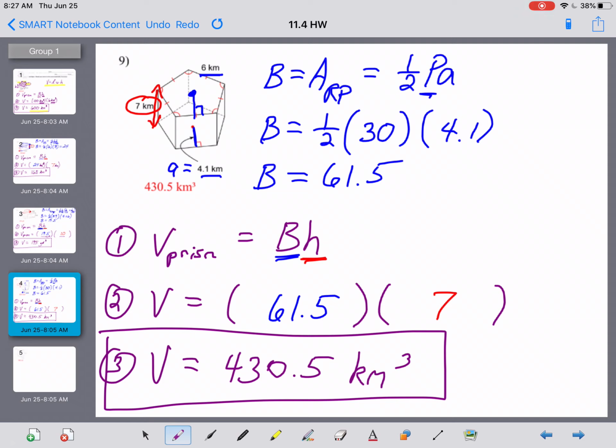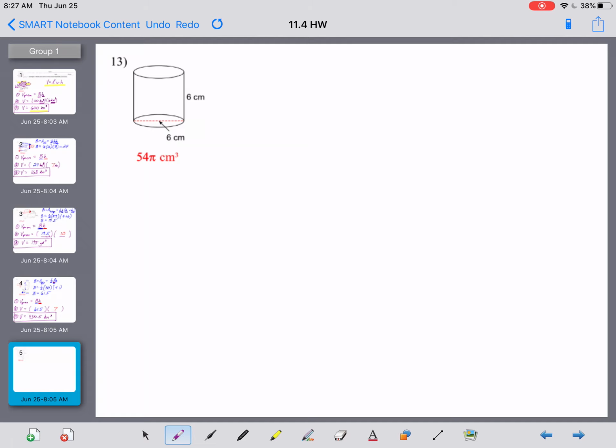Okay, so 10 I think is another pentagonal prism, and I believe that 11 and 12 were hexagonal prisms. The only difference in a hexagon is that for perimeter you're going to multiply your side length by 6 rather than by 5. And the last one I wanted to do with you, we were also talking about volumes of cylinders in this section right here, and that's what's going on in number 13.